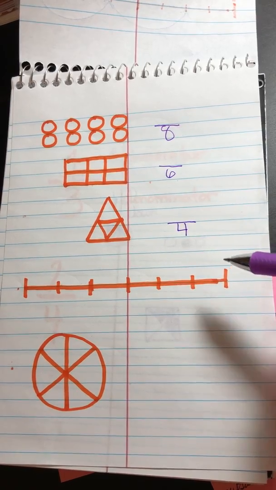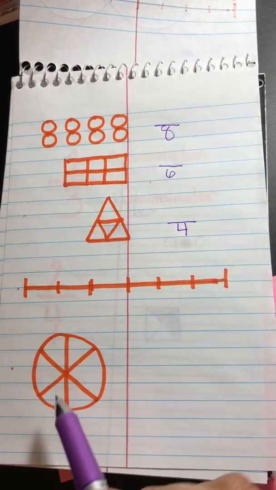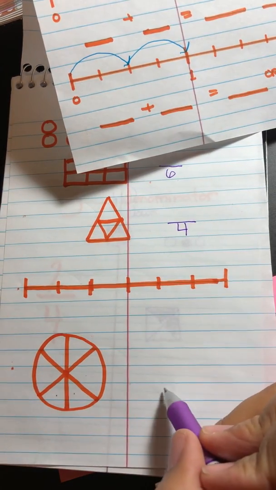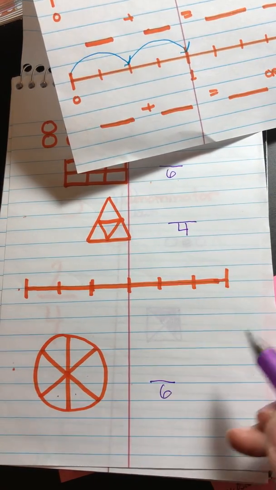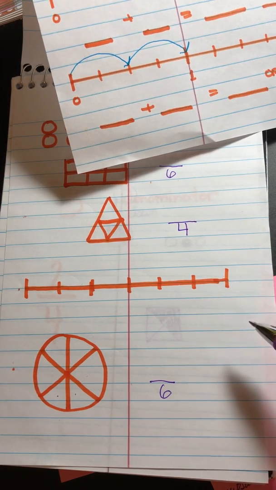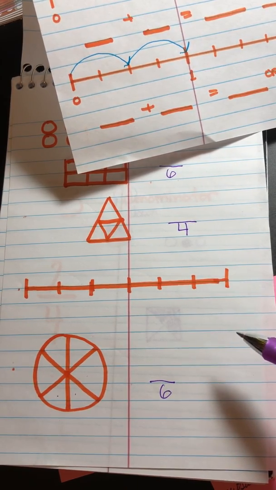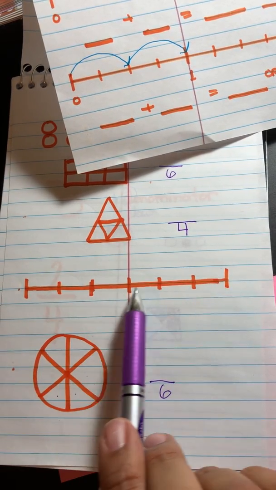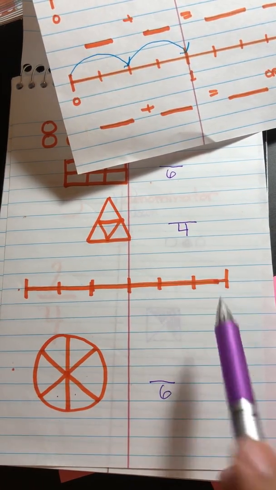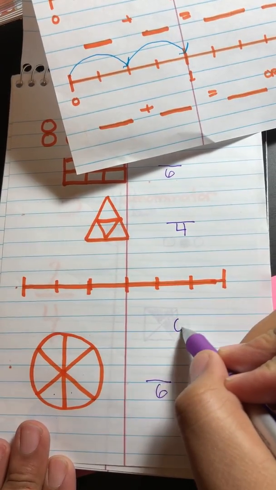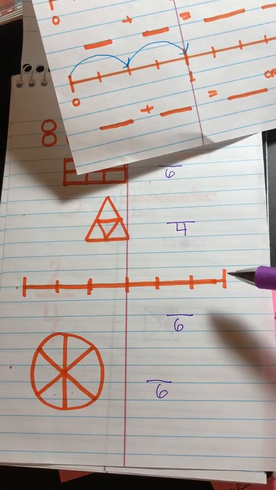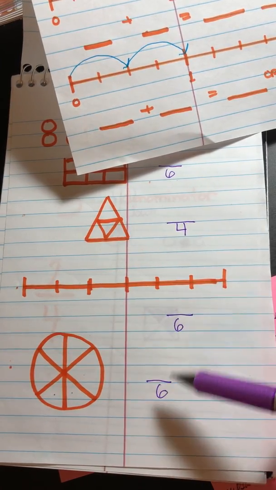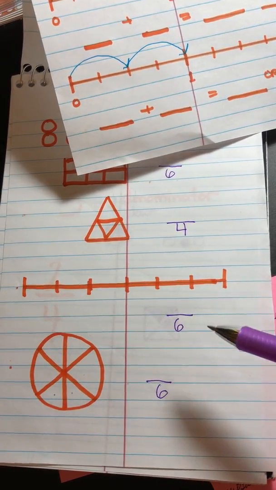Let's skip this number line for now and come down here to the circle. I'm noticing that there are 1, 2, 3, 4, 5, 6 pieces, so my fraction's got to have a denominator of 6. Now let's go back up to the number line. Let's count the spaces that make up this line. There's 1, 2, 3, 4, 5, 6 spaces. Isn't that interesting? It doesn't make a difference if I'm using the number line or if I'm using the pie. My denominator is 6 because both of them are broken into 6 pieces.